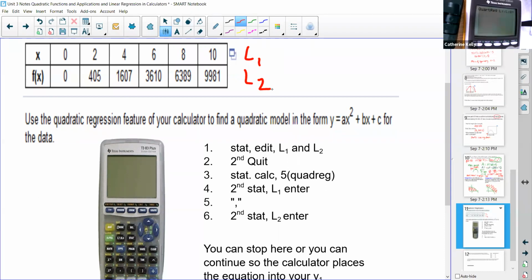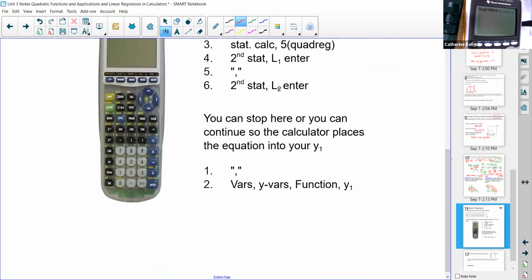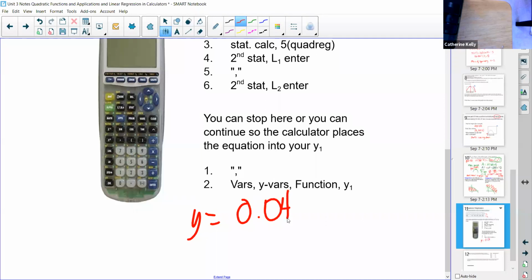And then I wanted to put it in my Y1, so I'm going to go to my bars. There it is. After I put my comma, I want to go to my bars, and then go to Y bars, and the function. And there it is. Now, if I put my Y equals, remember I said to put it in 1, so there's my Y equals equation. So I'm going to write it here, Y equals 0.04, oh, I see a 4.